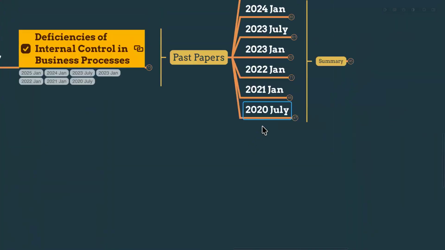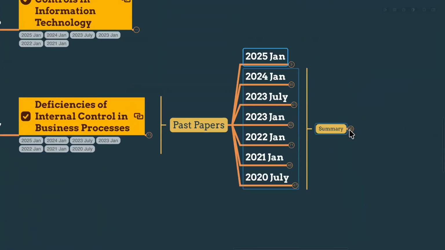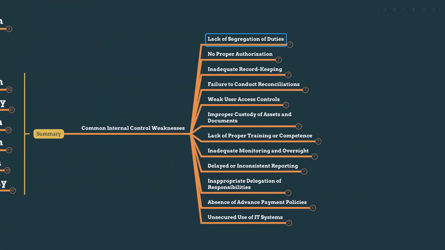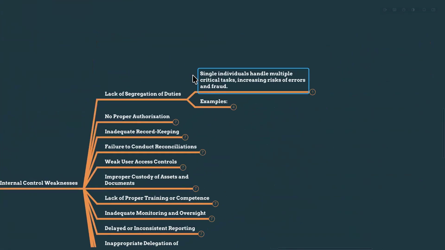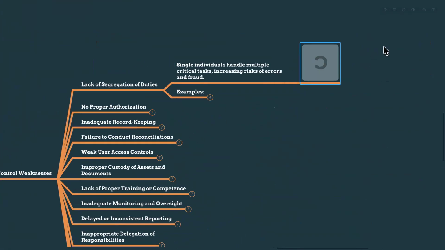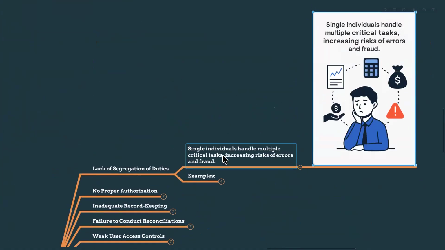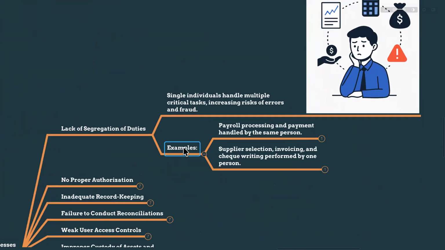These are all things we have studied in the theories, and now we have applied them. So my dears, you must know the common internal control weaknesses. I have given this one. This is very important, okay? You will see in the question lack of segregation of duties. Sometimes in the question they will mention, my dears, that a single individual is handling multiple critical tasks, so it increases the risk of errors. So if you see these things in your question, this is a problem.